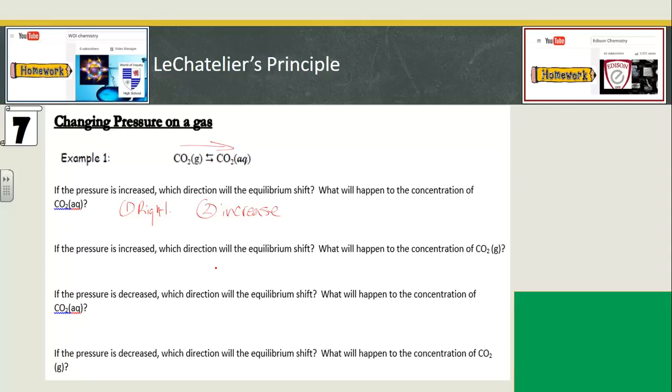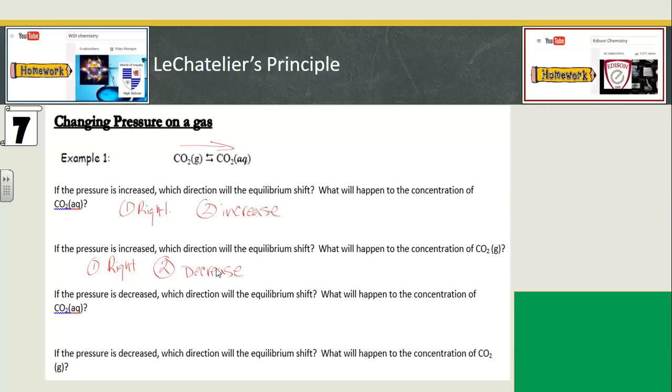If the pressure is increased, which direction will the equilibrium shift? Well, that's to the right. So that question is the same, but the second part is not. What will happen to the concentration of CO2 gas? It will decrease.